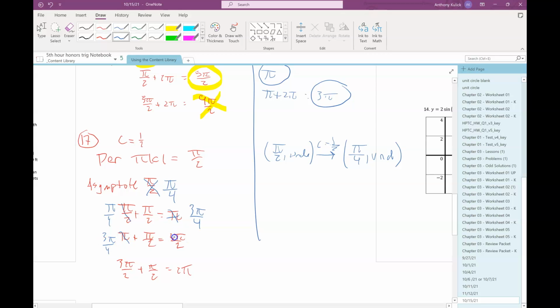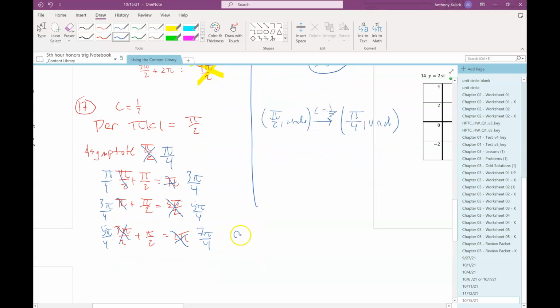But what's that? 7 pi over 4. And it just keeps on going. Right, what do we get? 9 pi over 4 after that. And then 11 pi over 4. And then 13 and 15. And that's the last one.